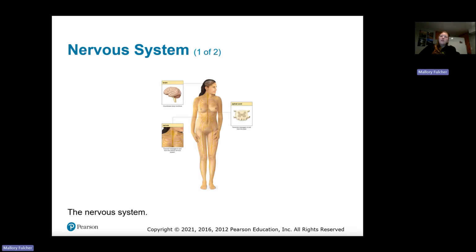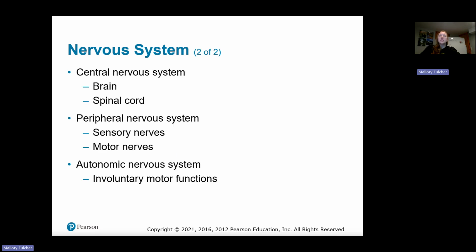The nervous system is made up of our central and peripheral nervous and our autonomic nervous systems. Central nervous system is our brain and our spinal cord, and then our peripheral nervous system is sensory nerves and motor nerves. Autonomic would be all of our involuntary motor functions. So auto, think of it just going automatically. Peripheral nervous systems are what is in charge of feeling different textures and helping us to move our muscles so that we can pick things up.